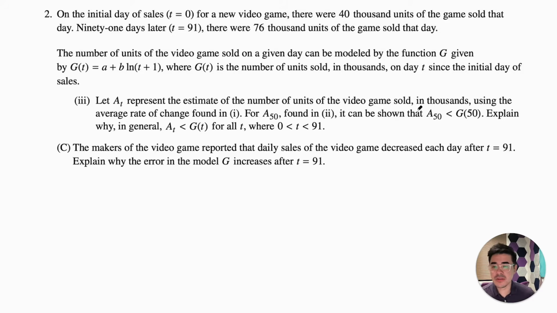All right, part 3 says let A of t represent the estimate of the number of units of video games sold in thousands using the average rate of change found in part 1. For A of 50, it can be found that A of 50 is less than G of 50, and explain why in general A of t is less than G of t for all t where t is between 0 and 91.